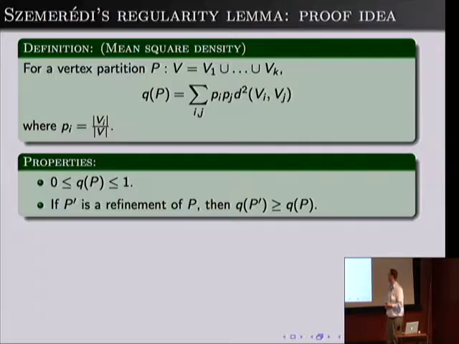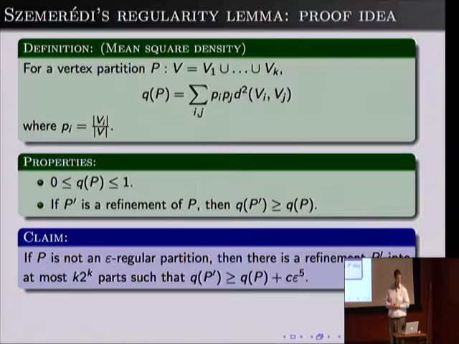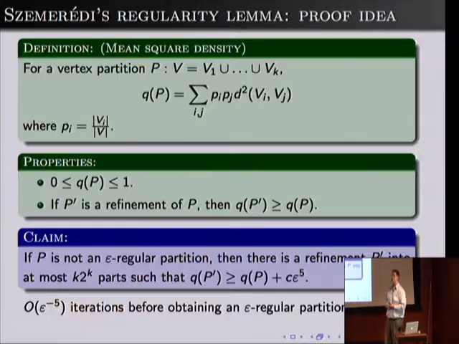And the main claim for the proof of Szemerédi's regularity lemma is if you have a partition P into k parts, and it's not epsilon regular, then there's a refinement into not too many parts, at most exponential in k, such that the mean squared density goes up by an additive constant times epsilon to the fifth. Once you have this claim, you start with a partition, and if it's epsilon regular, you're done. Otherwise, you refine it using this claim, and you keep on doing this until you arrive at an epsilon regular partition. And within big O of epsilon to the minus 5 iterations, you obtain an epsilon regular partition, and this is because you start off at a partition whose mean squared density is non-negative, and each time it goes up by epsilon to the fifth, and it can never pass 1. So therefore, it stops at some point, and you have an epsilon regular partition.